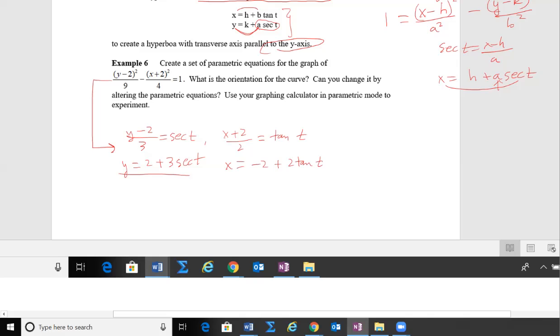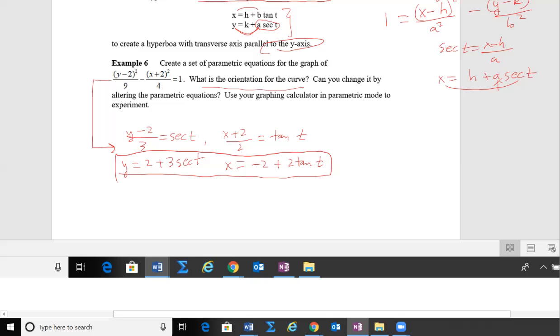Okay, so this would be the right choice. So notice that secant always has to go with the positive term in the equation. And if you want to make a hyperbola where the transverse axis is along the y, then you have to use the secant for the y equation. Anyway, now let's look at the orientation. It says, what's the orientation?